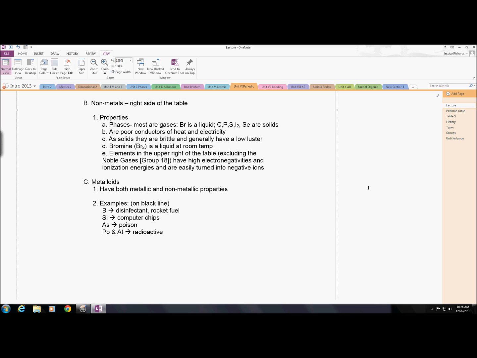Boron becomes a really great disinfectant. It's used in rocket fuels. It's used in all kinds of industrial purposes. Arsenic is a poison. That's As. Not allowed in rat poison anymore because it was too easy to hide it. It tastes like bitter almonds, so it was too easy to hide in foods. And again, polonium and astatine are radioactive, so they may or may not be considered metalloids. Those are the three major groups. Know their basic properties.